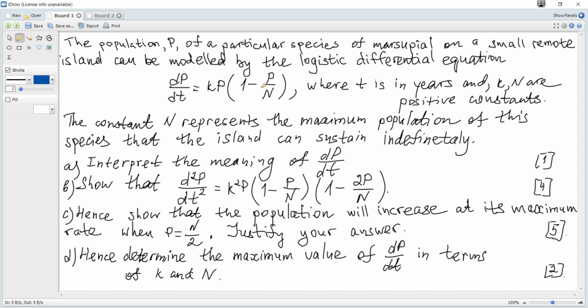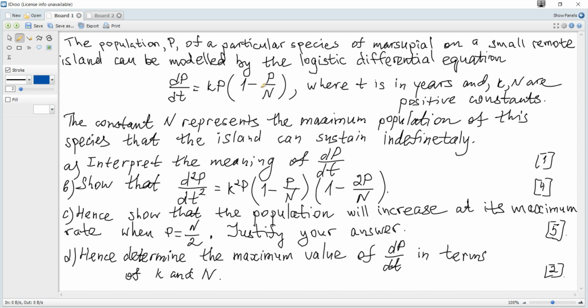It is given that the population P is modeled by the next logistic differential equation, where K and N are constants. Interpret the meaning of dP/dt. dP/dt is a derivative, and a derivative always describes the rate of change of a function. Hence, in the context of the given problem, dP/dt is the rate of change of the population.